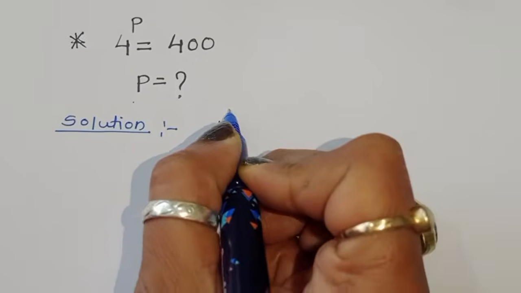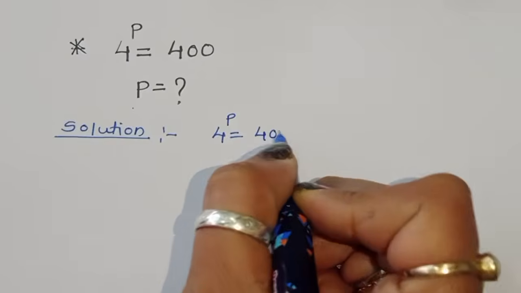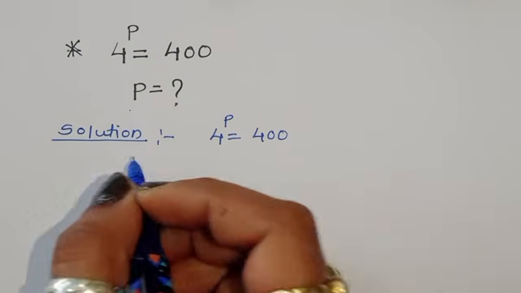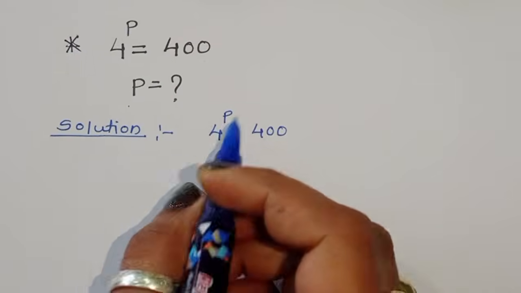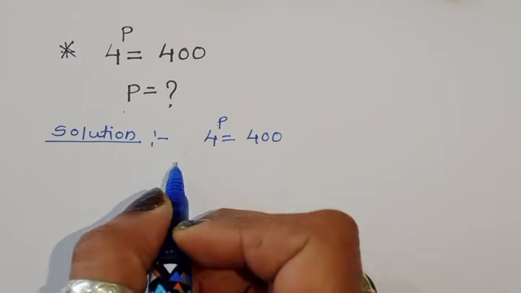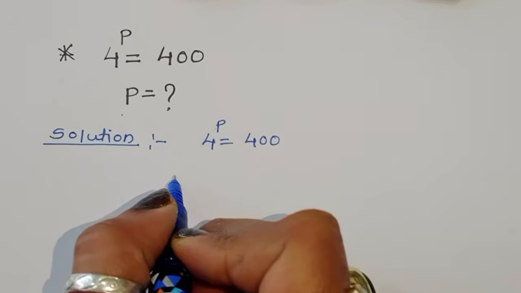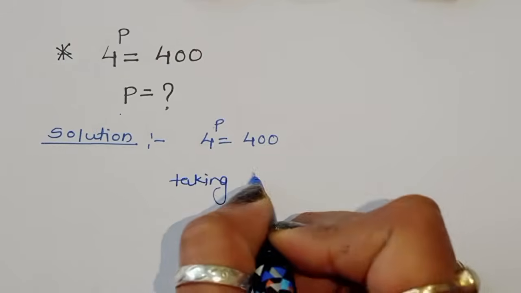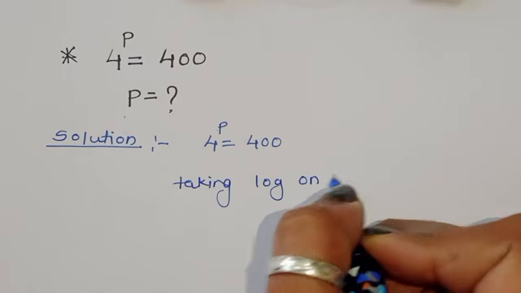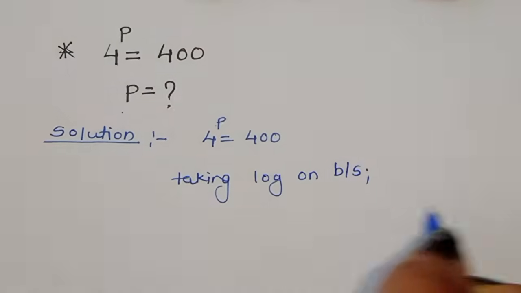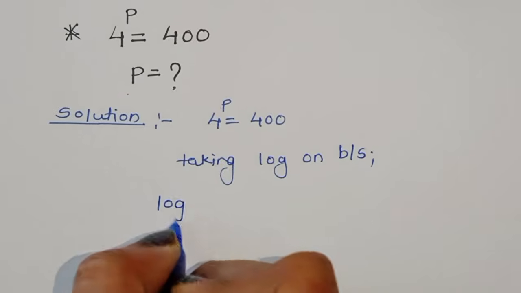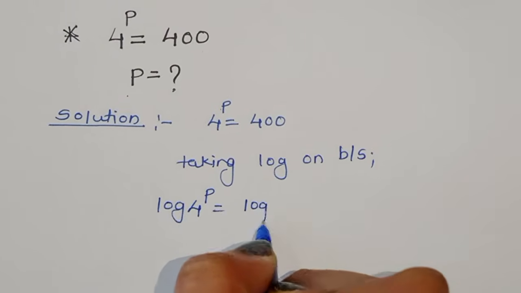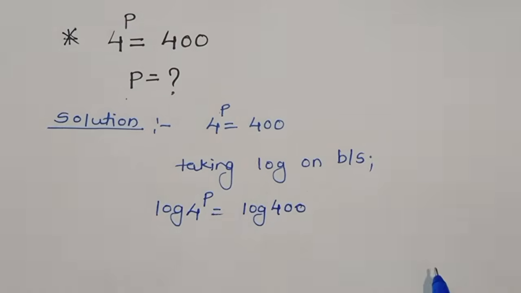4 power p is equal to 400. This is the question, right? So we have to find out the value of p. We can do one thing here: we can take log on both sides. Log of 4 power p is equal to log of 400, right?